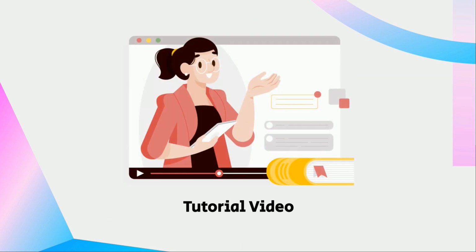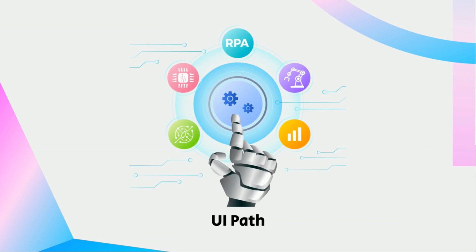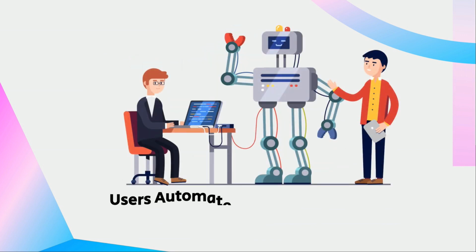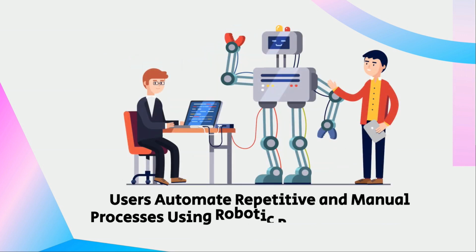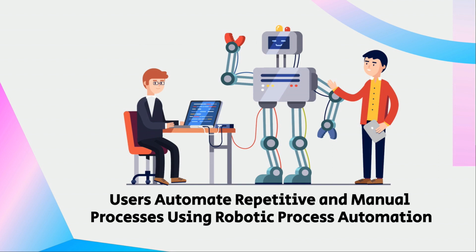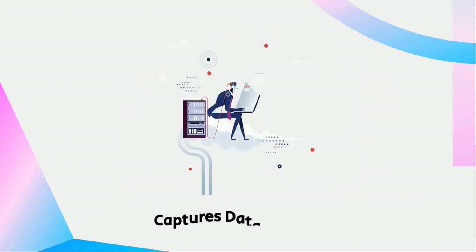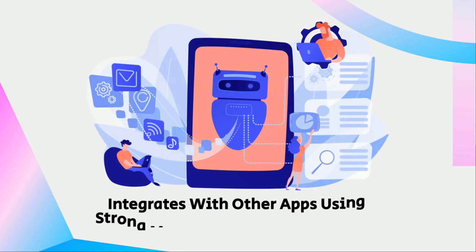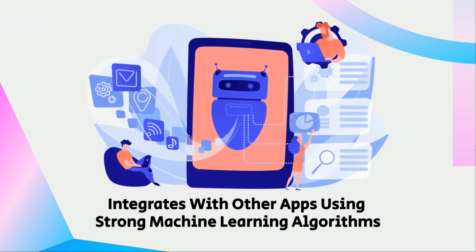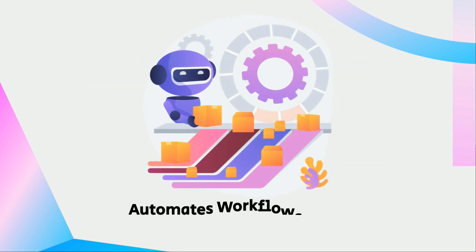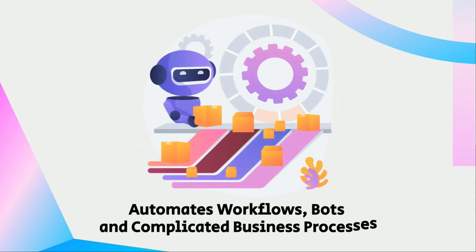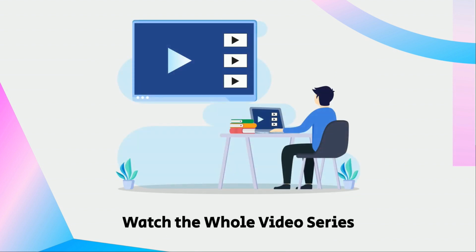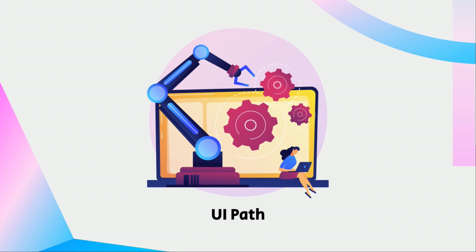In this tutorial video, we will discuss UiPath. UiPath lets users automate repetitive and manual processes using robotic process automation, RPA. It captures data rapidly, automates tasks, and integrates with other apps using strong machine learning algorithms. UiPath automates workflows, bots, and complicated business processes. Stay around and watch the whole video series if you want to find out more about UiPath.